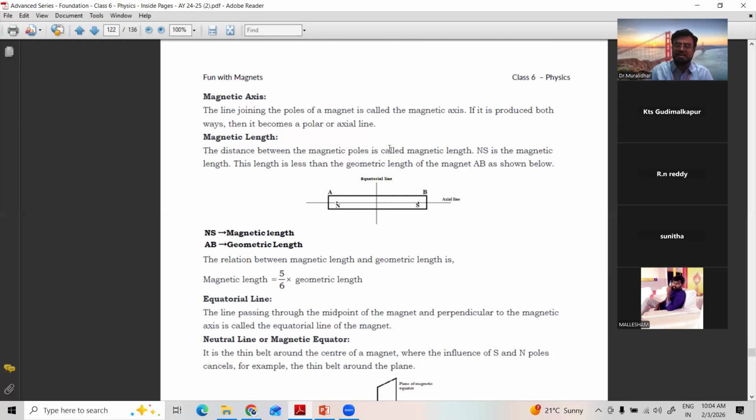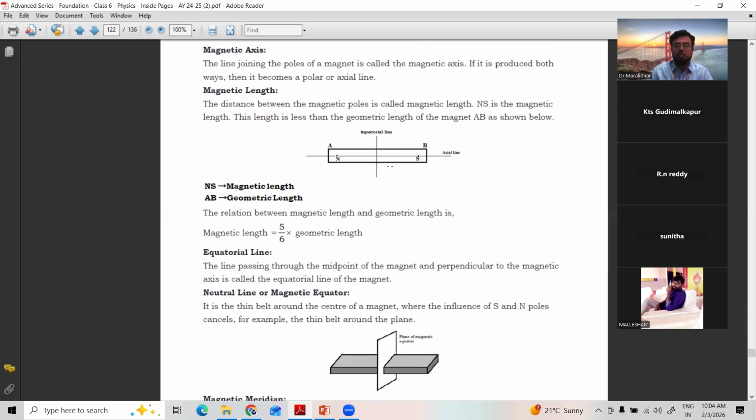Then magnetic length. As you know, length we commonly measure with either a scale or tape, between the two extreme ends of the magnet. Easily you can measure by using the scale. That is called the length of the magnet. But it is different from the magnetic length. Geometrical length is different from magnetic length. Geometrical length is the distance between the two extreme ends, which we can measure with any device.